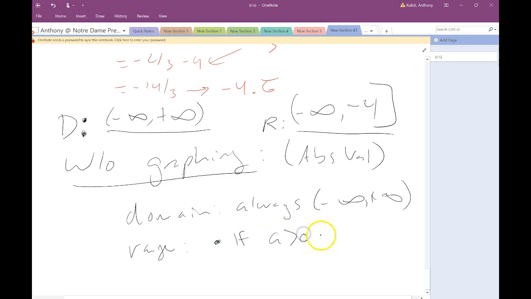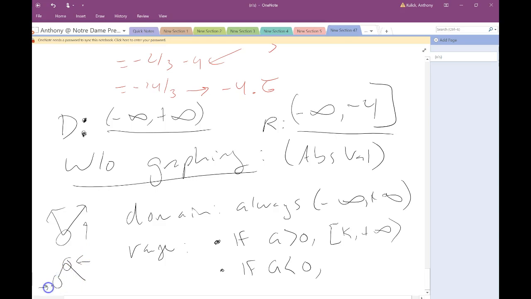So if the a value is positive, we're going to do one thing. If the a value is negative, we'll do another thing. So if the a value is positive, the graph is going to open upwards, right? So it means we'd start at the k value and go up to positive infinity. If the a value is negative, it's going to open down. So that means we start at negative infinity and we go up to the k value.